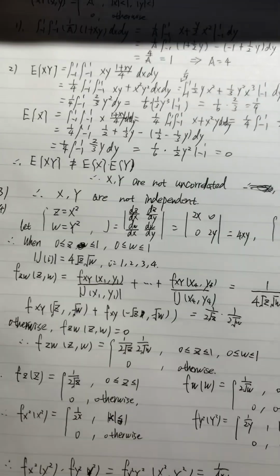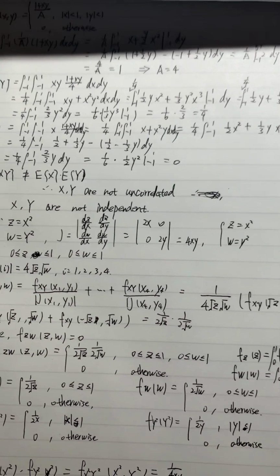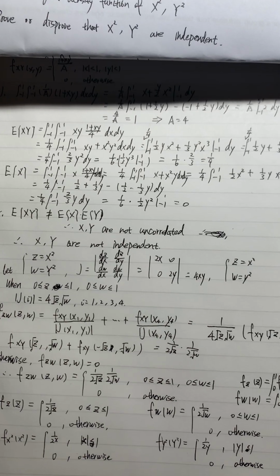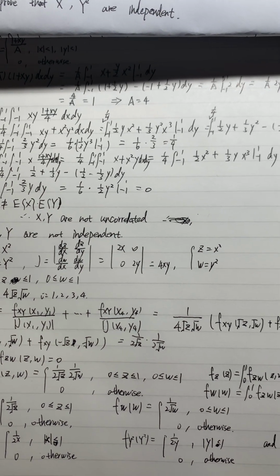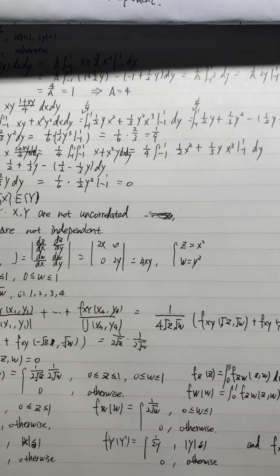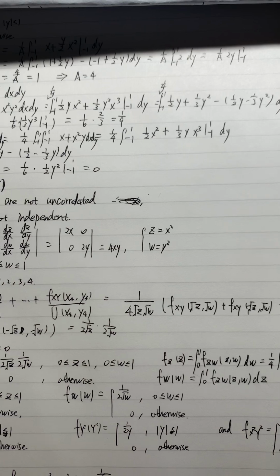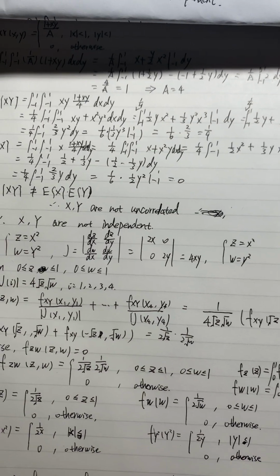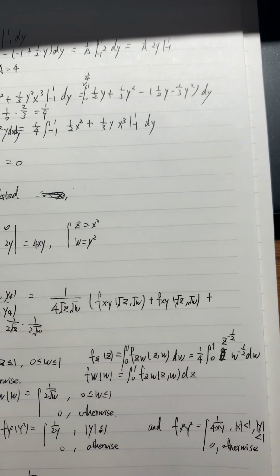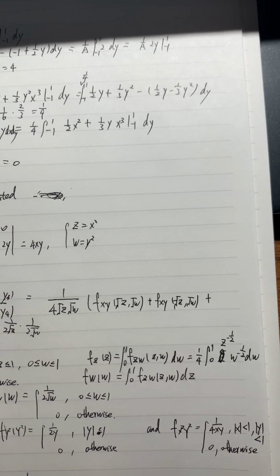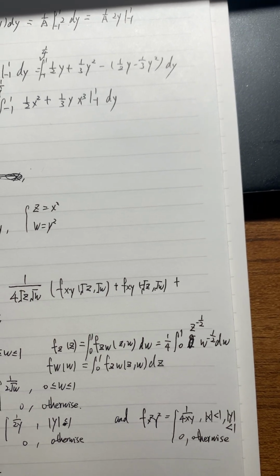So we can find the density function of x squared, which is equal to 1 over 2x when the absolute value of x is smaller than 1 and 0 otherwise. And the density function of y squared is equal to 1 over 2y when the absolute value of y is smaller than 1 and 0 otherwise. And since we know the joint density function of z, w, we can just transfer it to the joint density function of x squared and y squared, which is equal to 1 over 4xy when the absolute values of x and y are smaller than 1 and 0 otherwise.